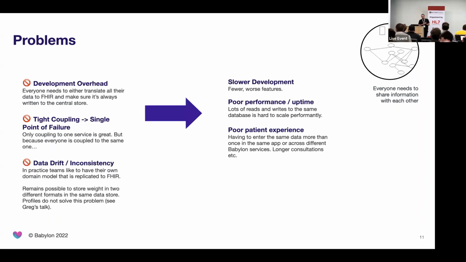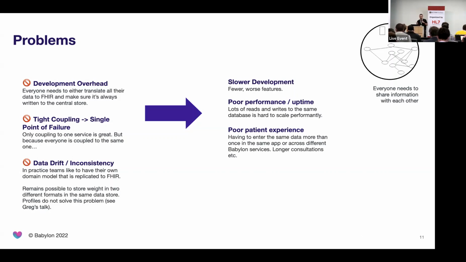The other thing to notice is that we have an existing system. This isn't something we can build from scratch. So actually what everyone needed to do is translate all their existing data, how they'd modeled it in their services to start with, to FHIR in order to make sure it's written to the central store. And every time they add new features, they need to keep doing this. So we didn't really solve our slow development problem.